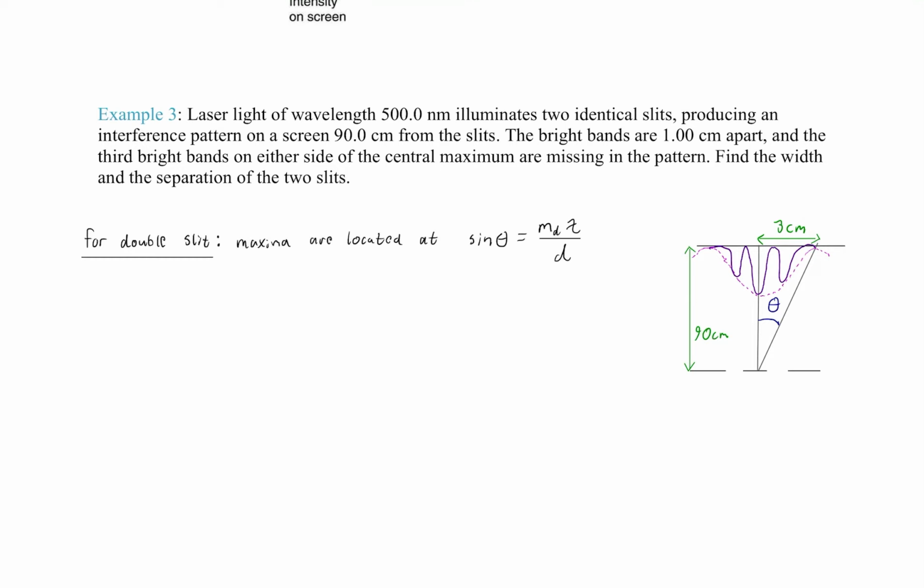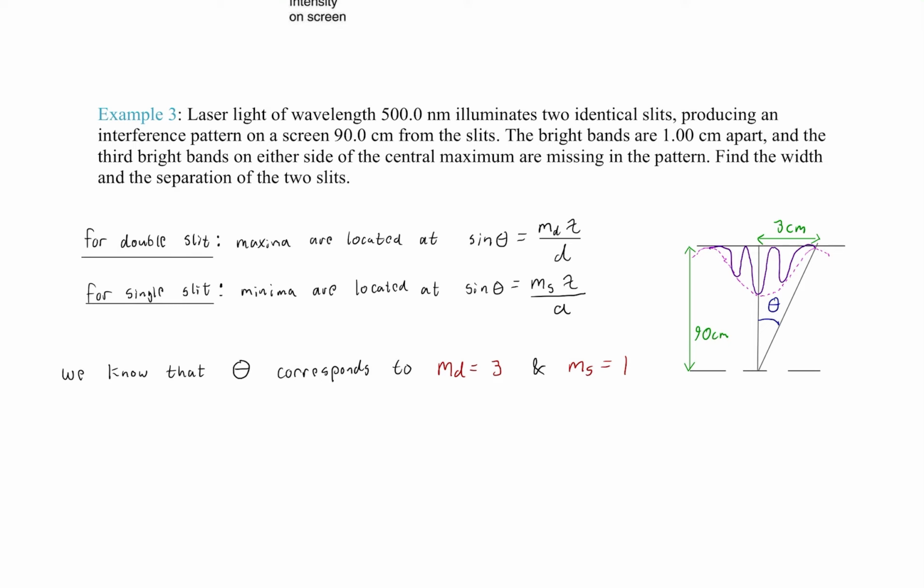Aha. So for double slits, maxima are located here, and I'm not assuming small angle. And for single slits, minima are located here. That's really interesting, see how the formulas are basically the same formula, but one means minima, one means maxima. We talked about why that is, because in the case of the single slit, it's because the halves cancel. But here are our 2 relevant formulas, and we know that theta corresponds to an m_D of 3 and an m_S of 1, D for double, S for single, because it's the third maxima that's missing, and it's the first minimum that makes it missing.